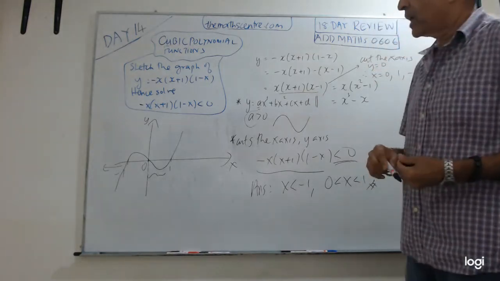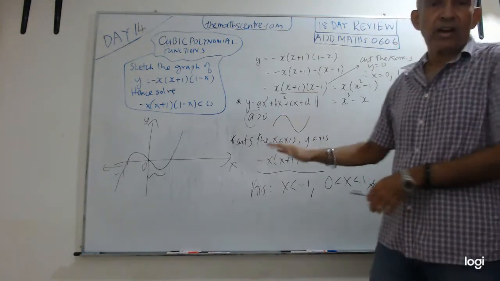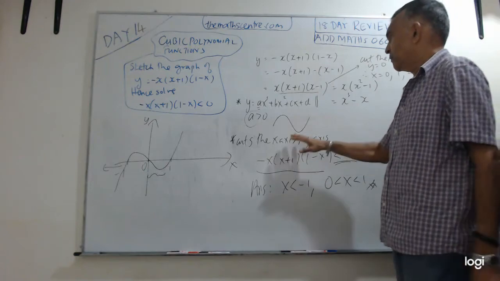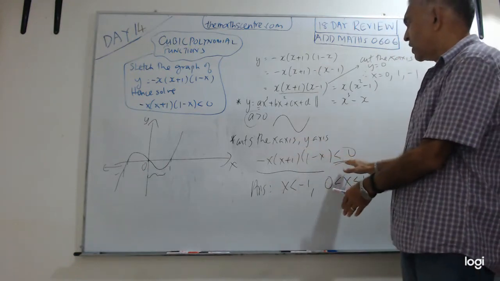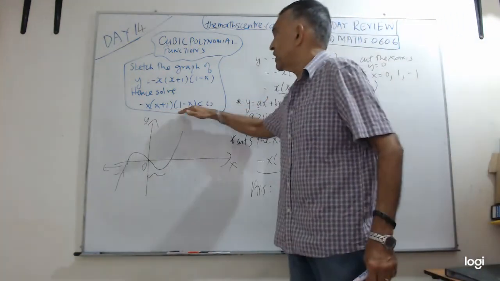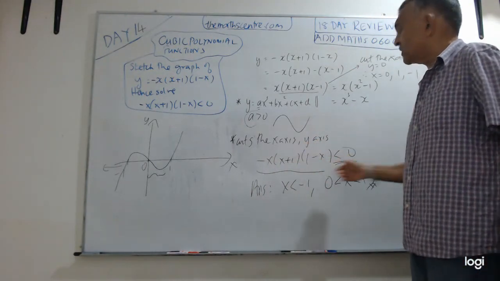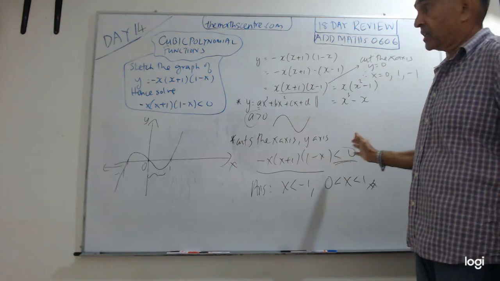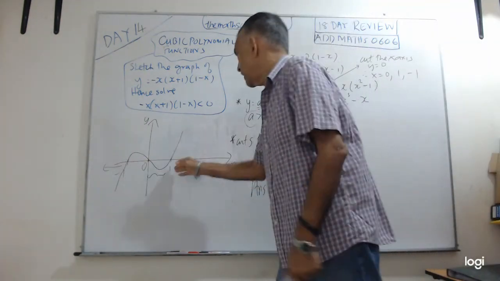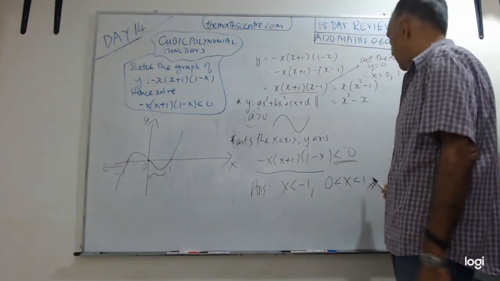Again, once you have your graph, you are basically done. We are asked to solve this inequality, less than 0. So when does this graph lie below the x-axis? x less than negative 1 and x between 0 and 1, and we are done.